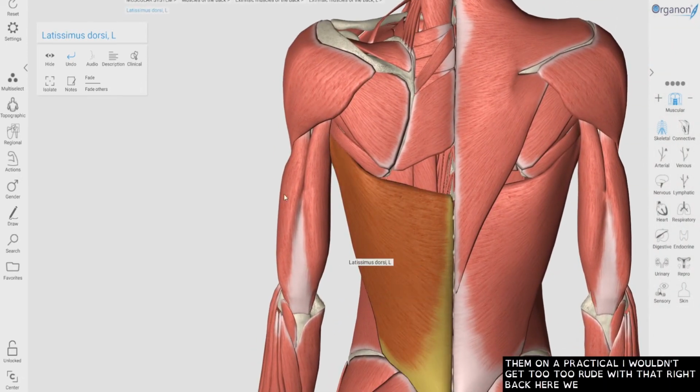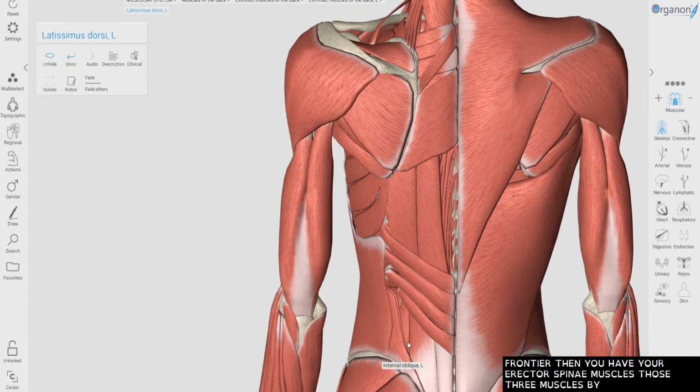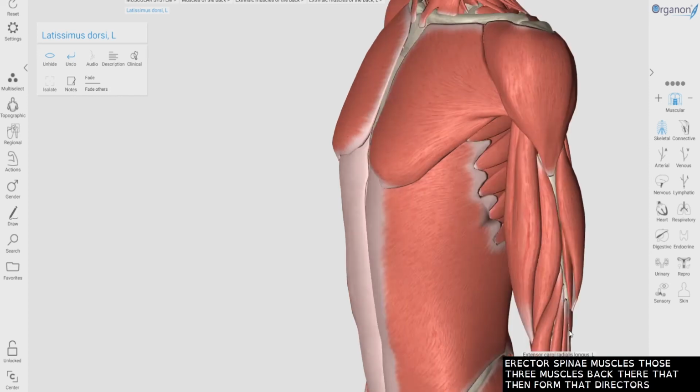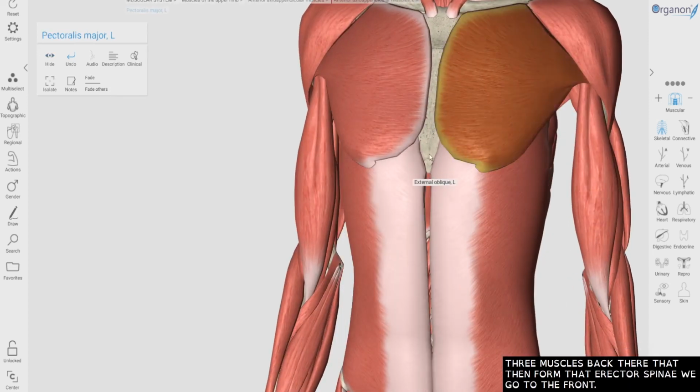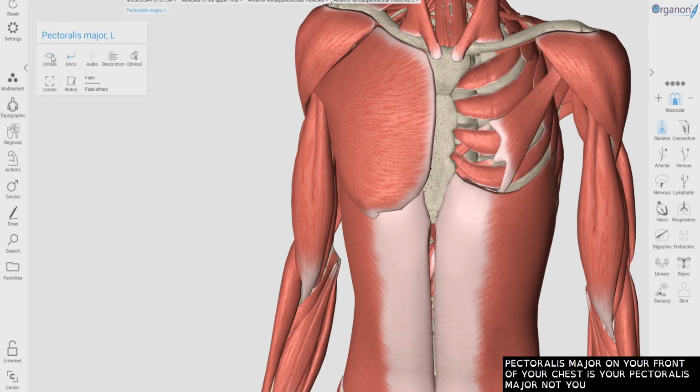All right, back here we have the back muscle. This is latissimus dorsi. Back here then, you have all your serratus muscles. So the serratus posterior and serratus anterior that we'll see when we go on the front here. Then you have your erector spinae muscles, those three muscles back there that then form that erector spinae. We go to the front then. We have your pectoralis major on your front of your chest. It's your pectoralis major, not your pecs.